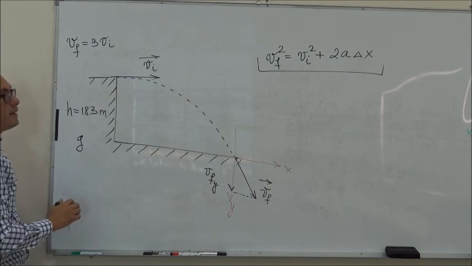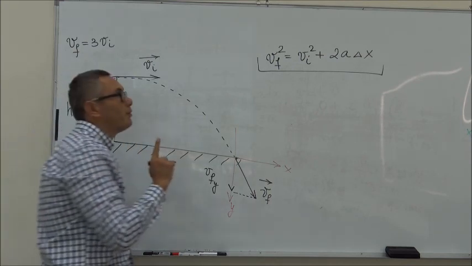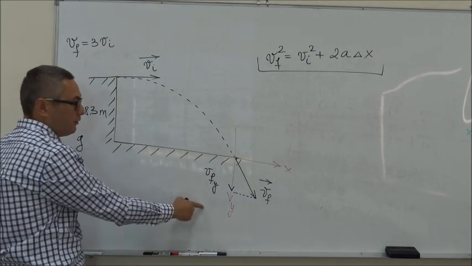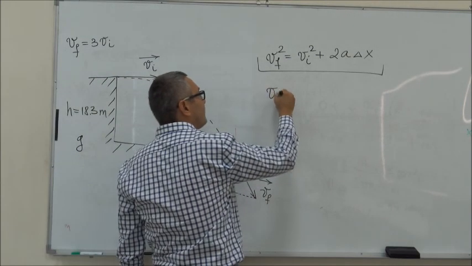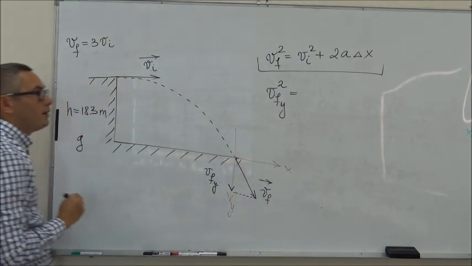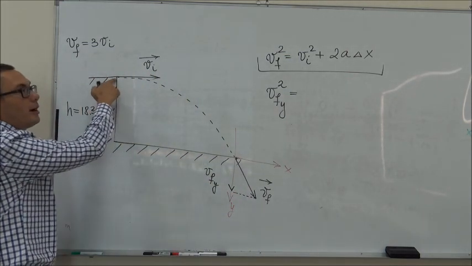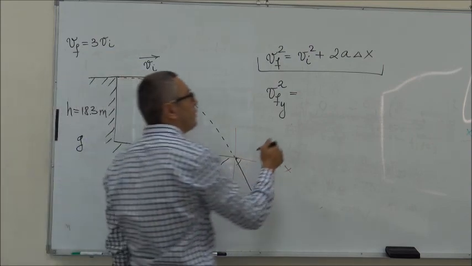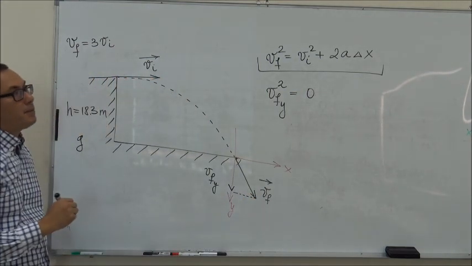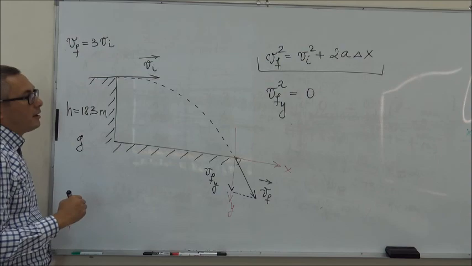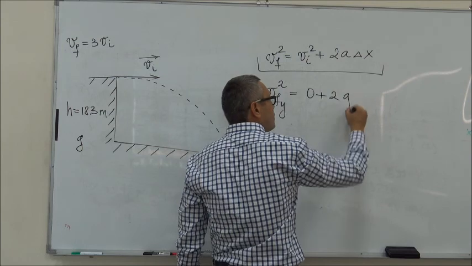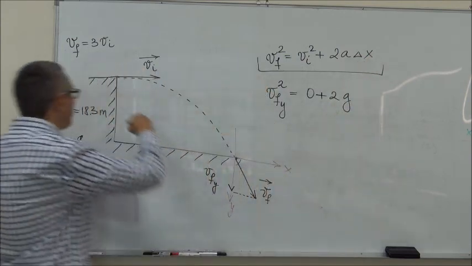Let's use this equation for the y components only. What is our V final y? Well, that's what we're looking for, so we can just say V final y. What is our V initial y? V initial y is equal to 0, because it has no vertical component when we start, plus 2a delta x, and instead of a we have g, and instead of delta x we have this h.